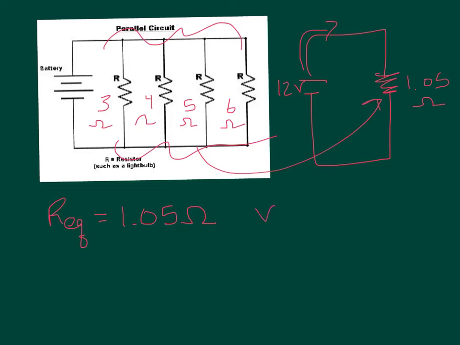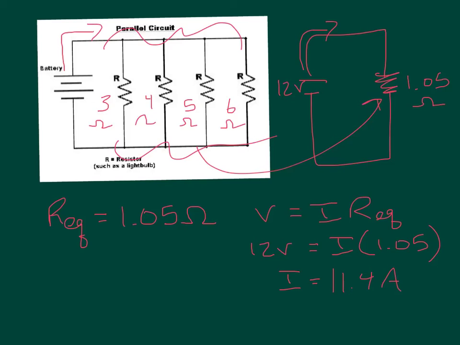So we go V equals IR, our favorite equation. We know it's a 12-volt battery, and we don't know the current, but we do know that the equivalent resistance is 1.05. Okay, so then we can solve for that, and we get 11.4 amps. That's the current that leaves the battery.